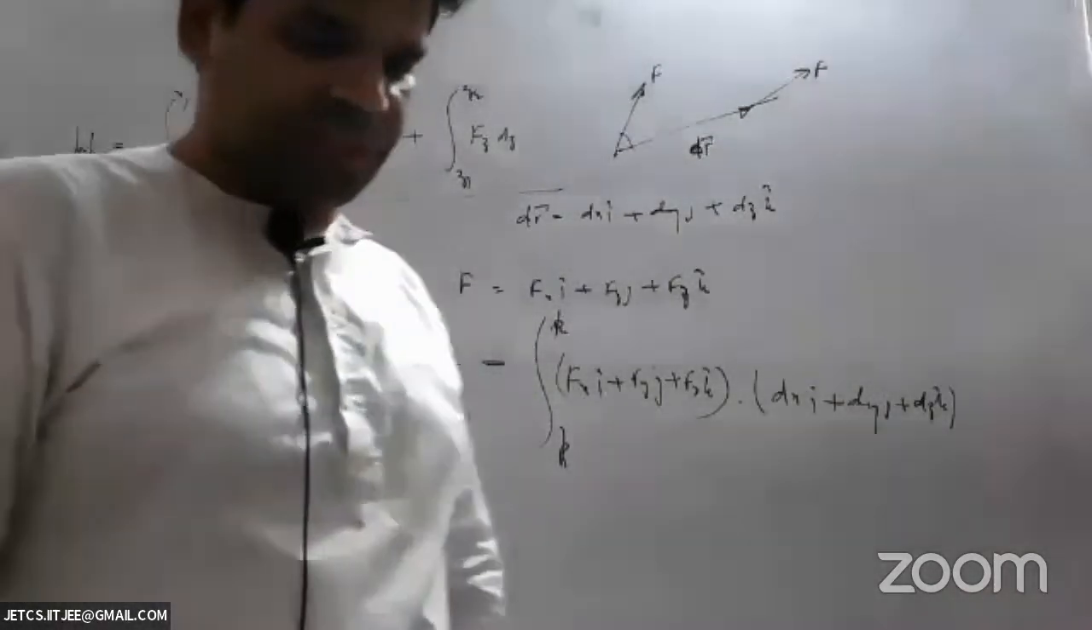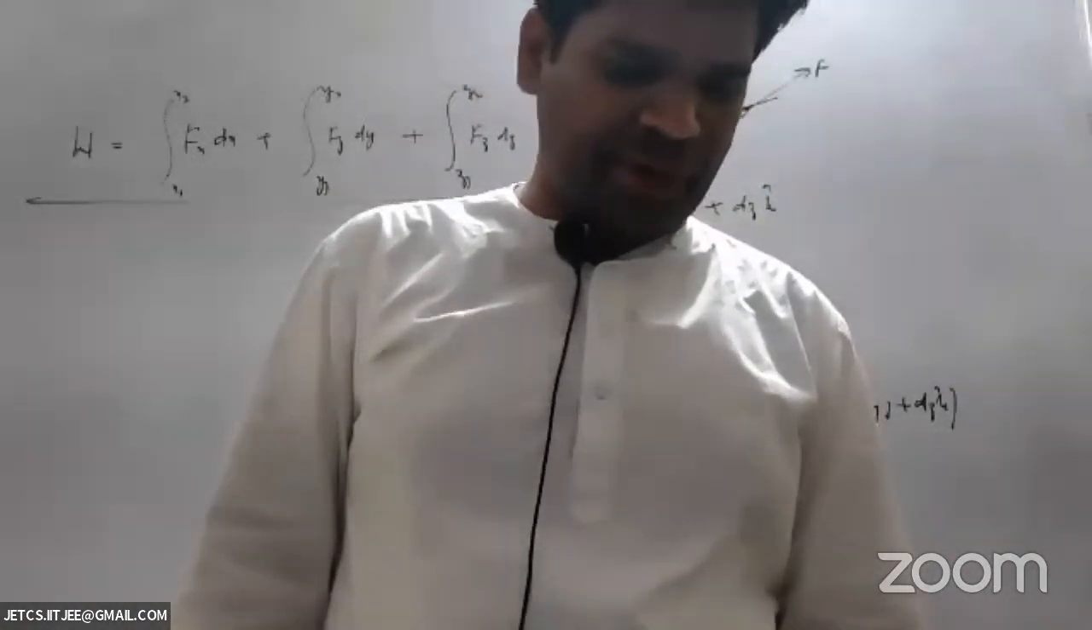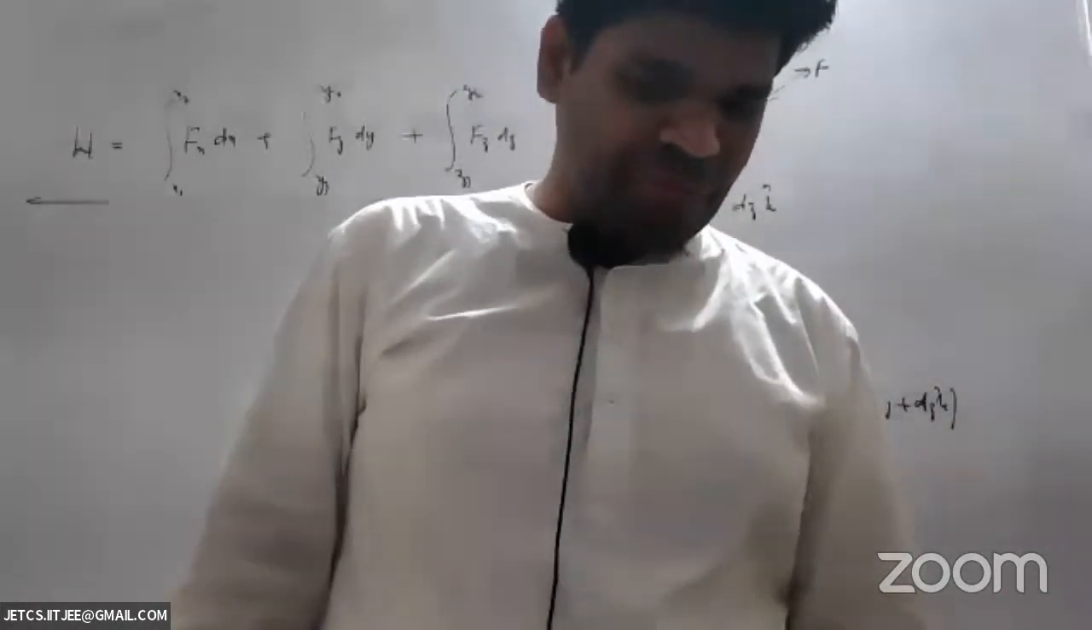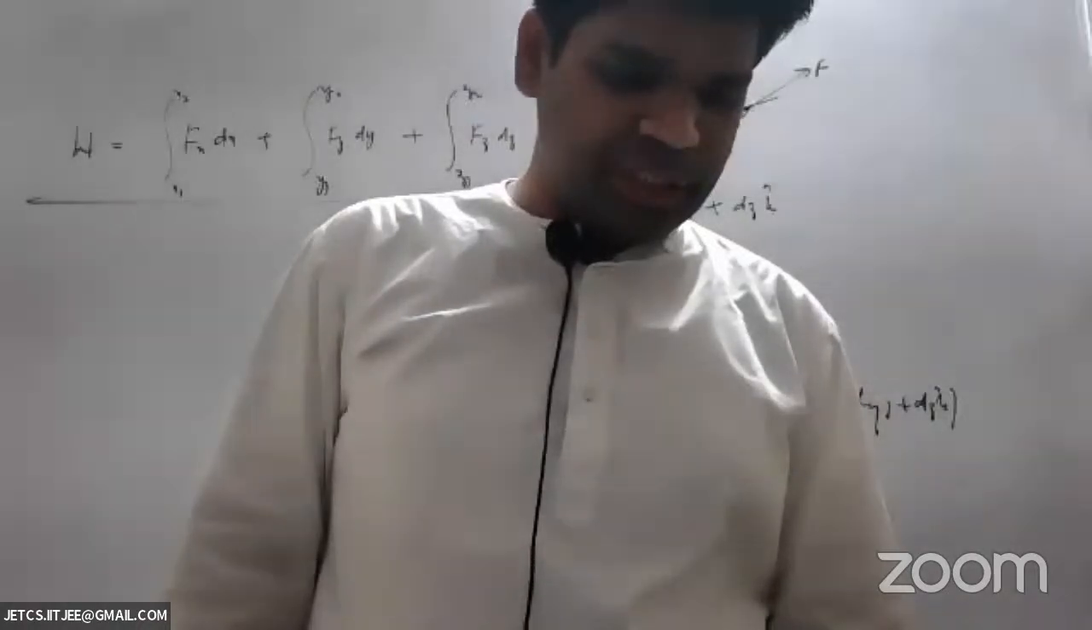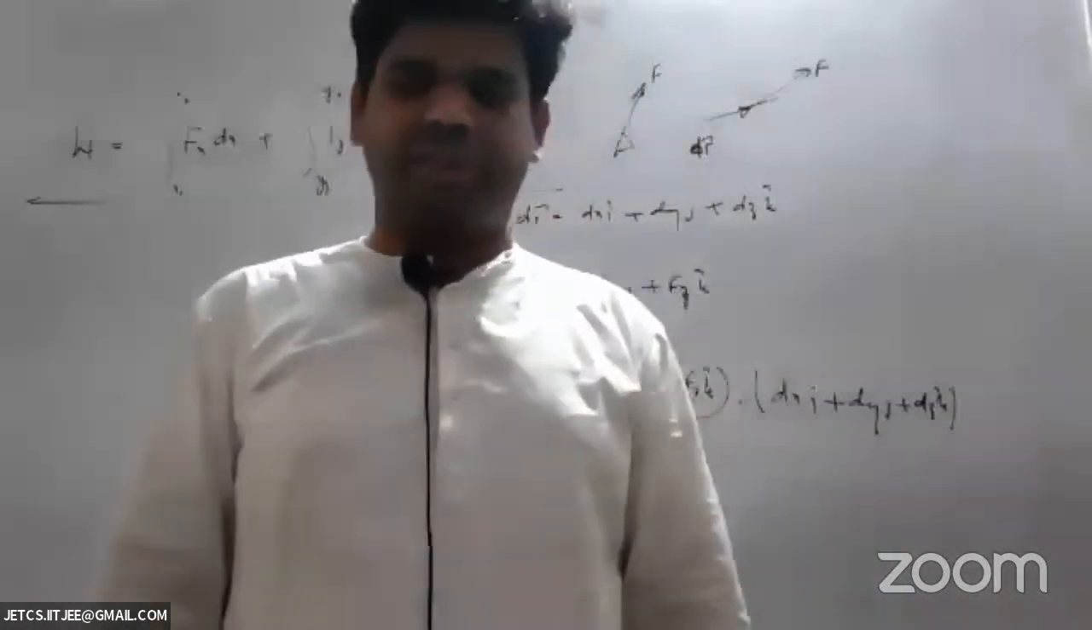Now let's look at the next question. A force F equal to 5 plus 2x plus 3x square acts on a particle in x direction, where F is in Newton and x is in meter. Find the work done by this force during a displacement from x equal to 1 meter to x equal to 2 meters.